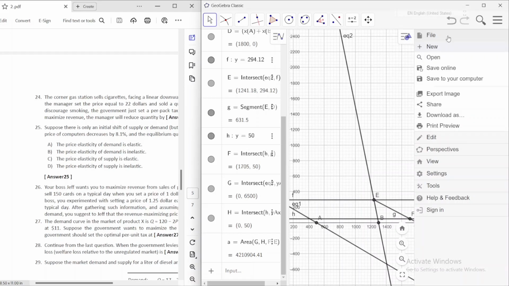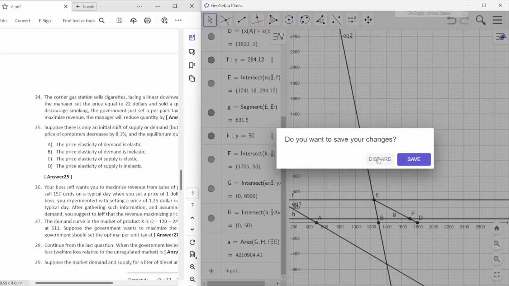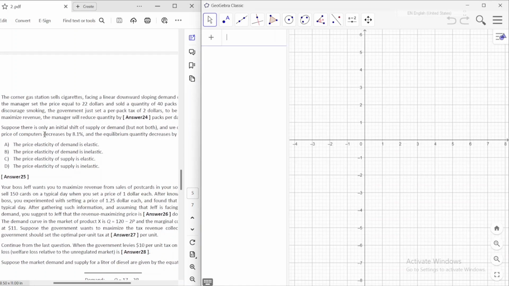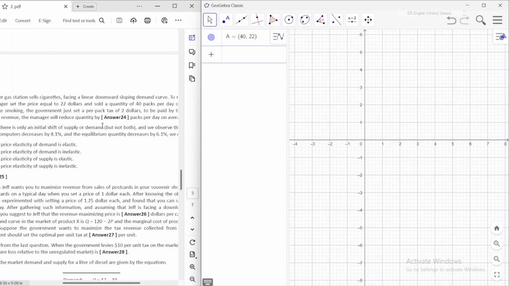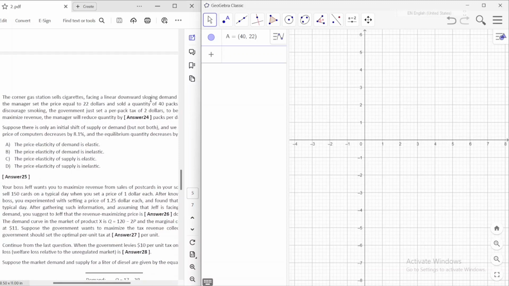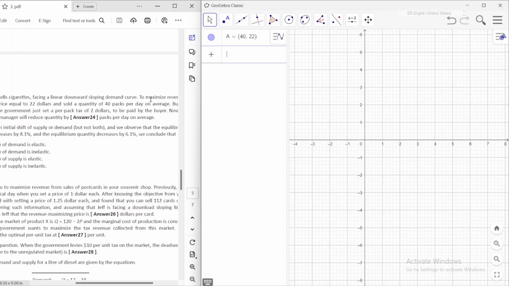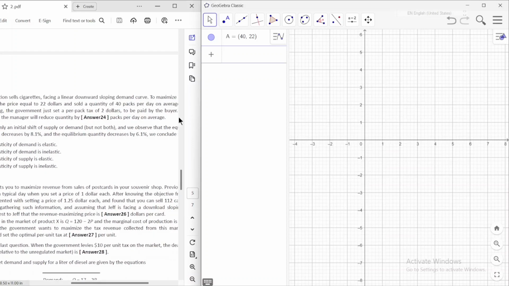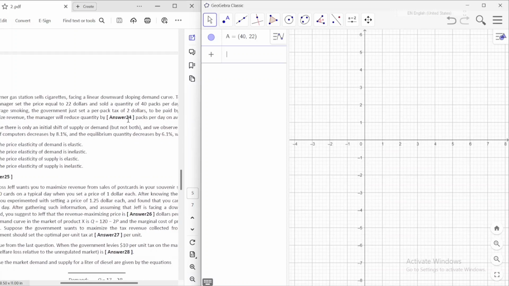Let me clear the file. So your point, the coordinate, is 40, 22. And this should be the midpoint of the demand curve. Why? Because at this point, the revenue is maximum. The question says to maximize the revenue, the manager set the price equal to this and quantity this. So this should be the midpoint of the demand curve. Okay, so let's see where the point is.